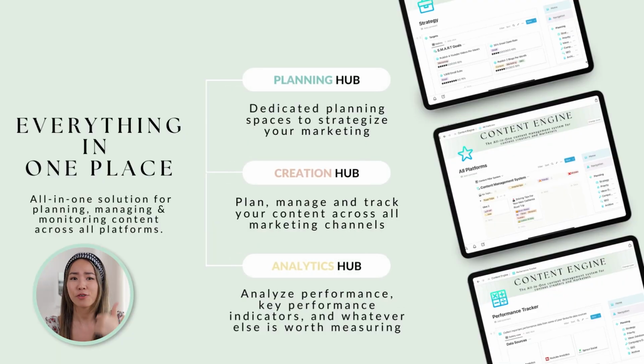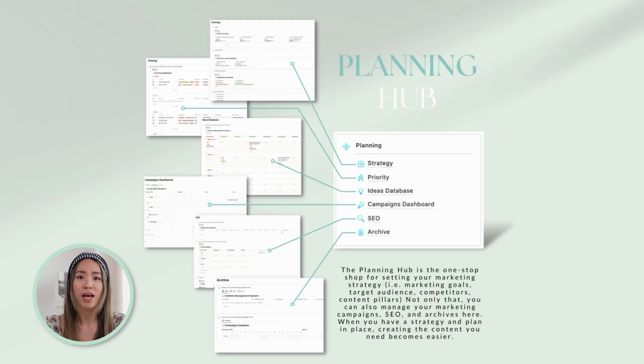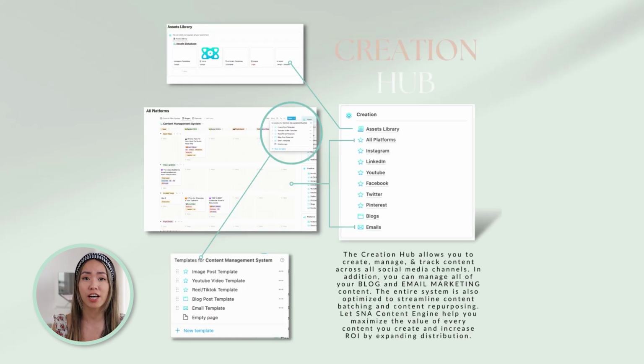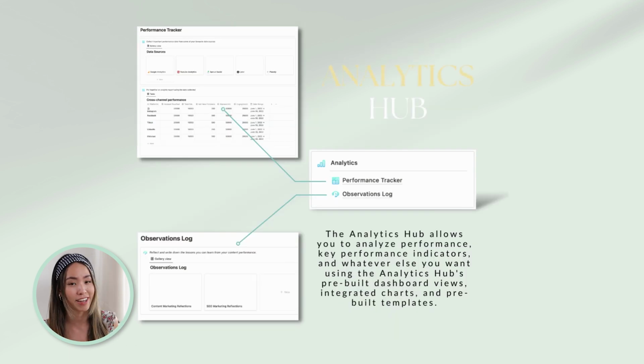So the CSMM system is literally my lifesaver when it comes to marketing and content. Not only does it have everything you need to create, manage, and track content across all social media platforms, but it also allows you to strategize your marketing and streamline content batching and content repurposing as well. No offense to anyone who uses a spreadsheet, but if you're still using that, I highly recommend you switch to Notion. Trust me, it will change your life.